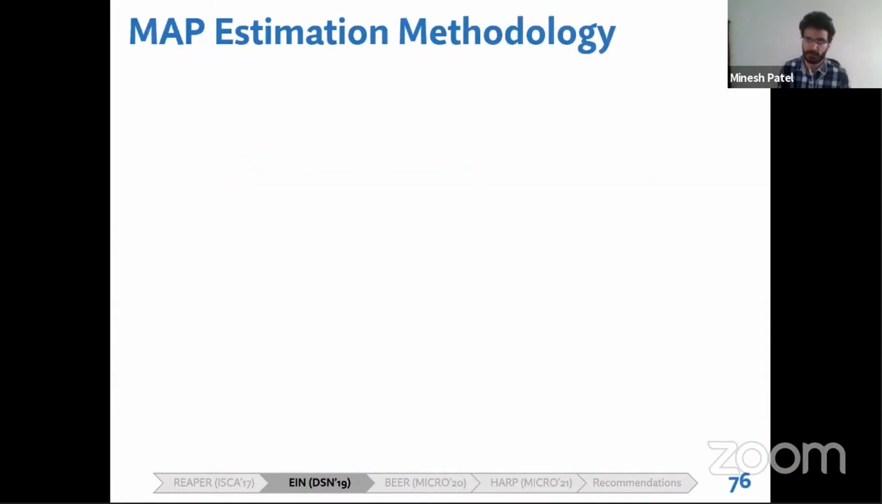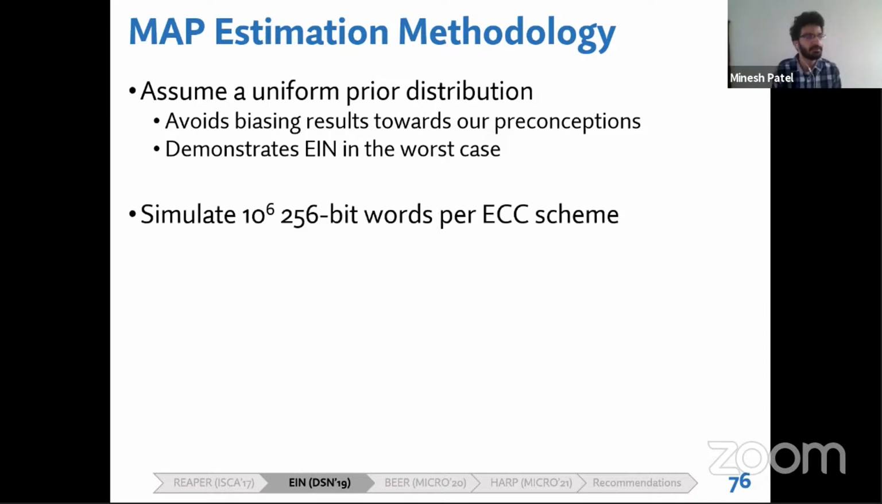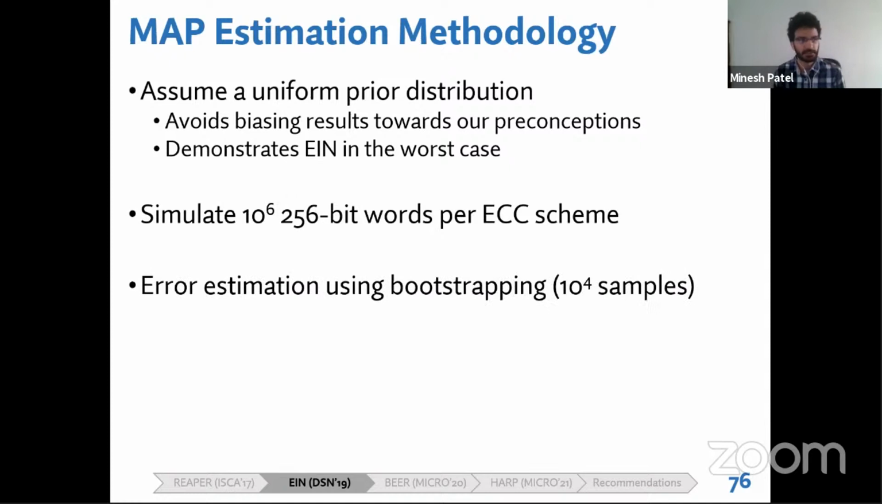So finally, I'll talk about our MAP estimation methodology before we jump into the results. For our MAP estimation, we assume a uniform prior distribution, and we do this because we want to avoid biasing our results towards any particular preconceptions. It also serves to demonstrate EIN in the worst possible case where we have no information about which on-die ECC scheme is more likely. To perform the MAP estimation, we simulate 10^6 256-bit ECC words per ECC scheme, and we perform error estimation using bootstrapping with 10^4 samples.